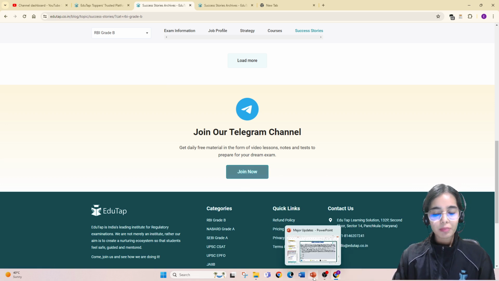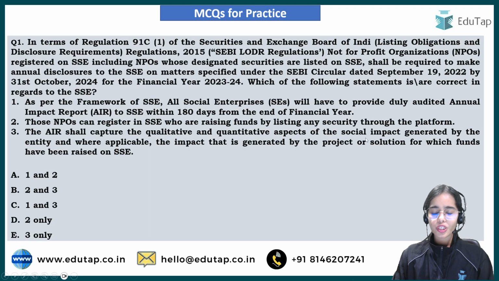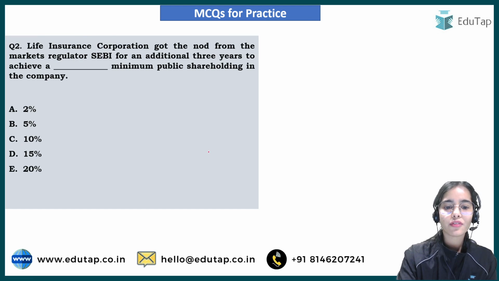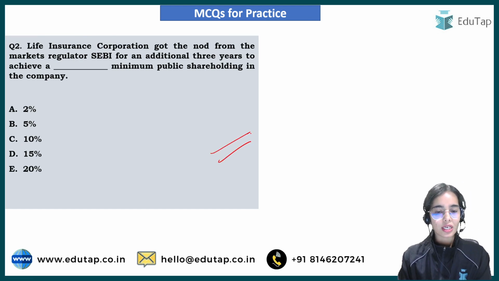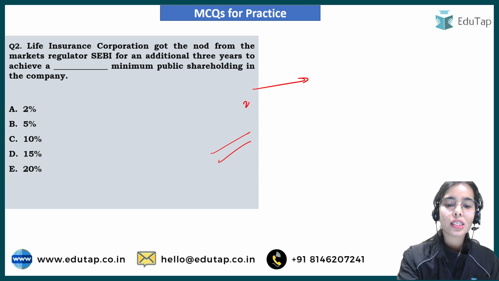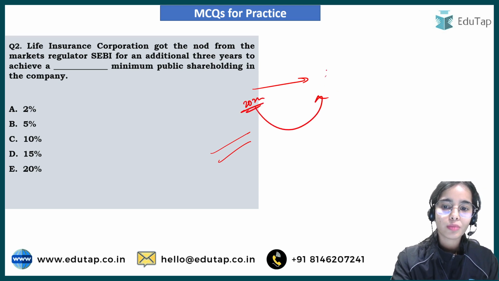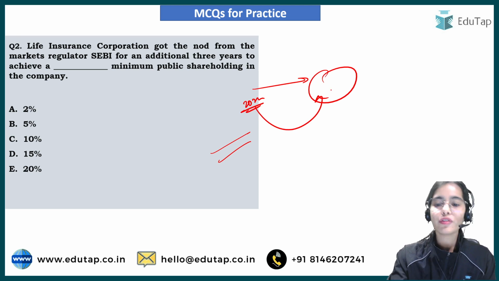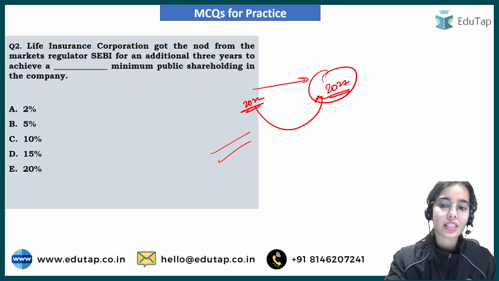So this is the complete information, and this was the first question. I hope you will be easily able to answer this question. Now this is the second question. Again, this is a very easy question, so I hope you will be able to answer this question. If the timeline is asked that from 2022 till when the minimum public shareholding has to be achieved, you can say that it is by 2027, by May 2027.